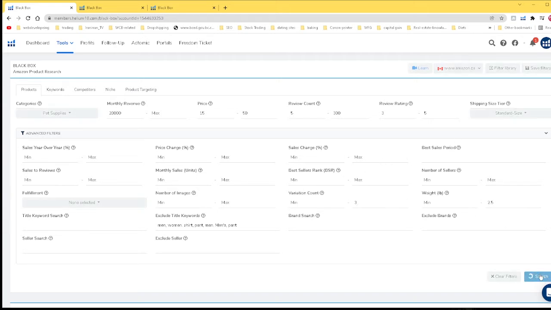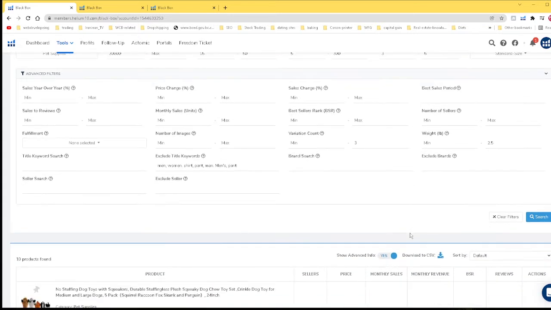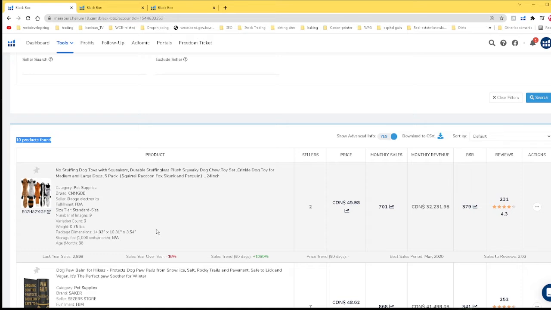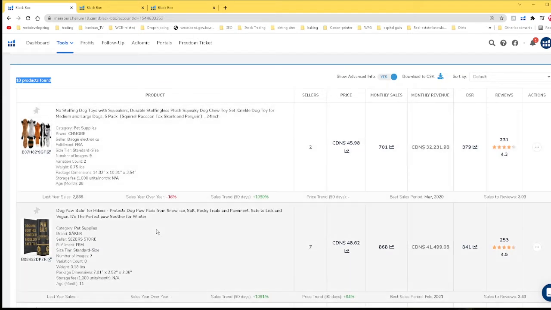And I'm just going to search and see what items I'm getting. So far, because I really narrowed it down, I'm only getting 10 products. So that's why I suggest you cut the crap and make sure you are really finding a product that is selling, and narrow down to what you want, so you don't waste your time.